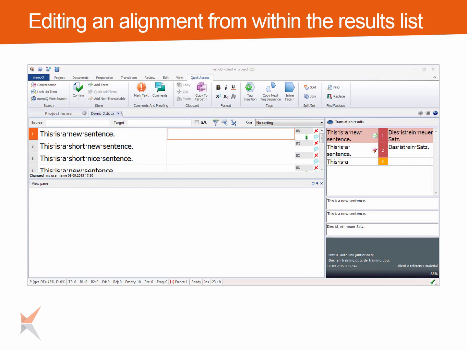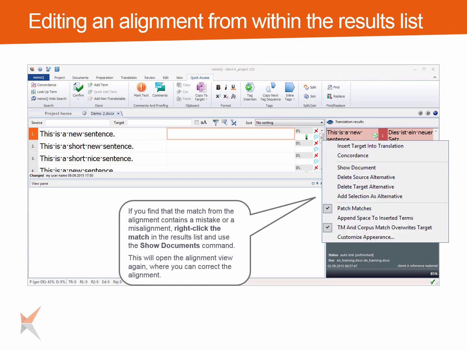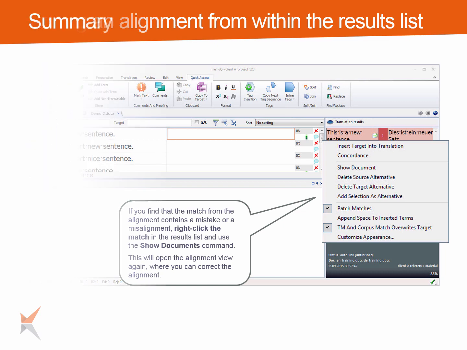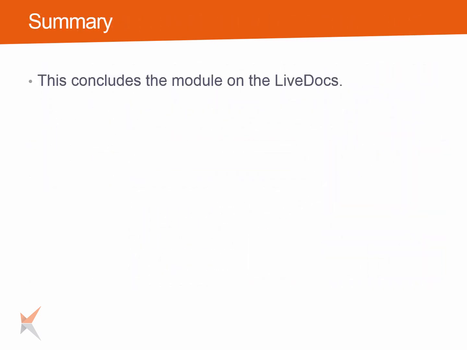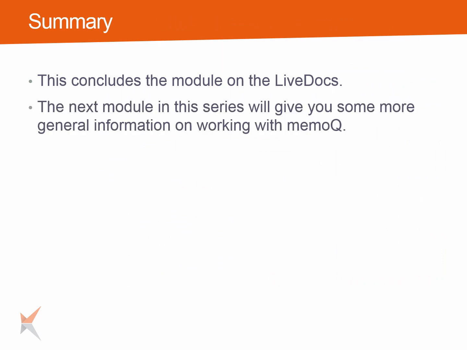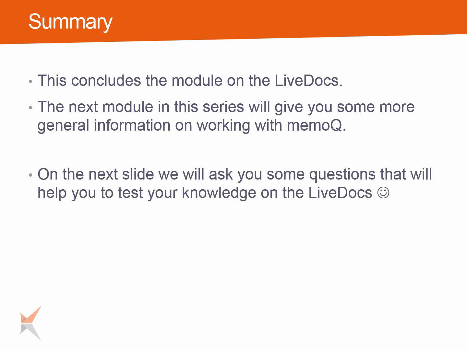If you find that the match from the alignment contains a mistake or a misalignment, you can jump to the alignment editor from the results list. Right-click the match in the results list and use the Show Document command. This will open the alignment view again, where you can correct the alignment. This concludes the module on the LiveDocs. The next module in this series will give you some general information on working with memoQ. On the next slide, we will ask you some questions that will help you to test your knowledge on the LiveDocs.